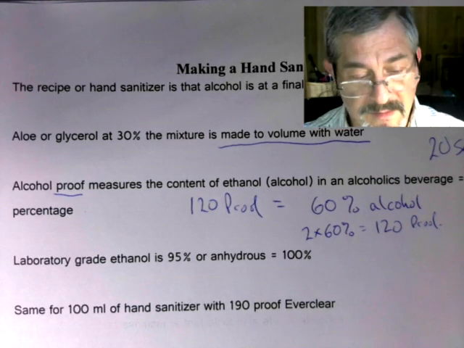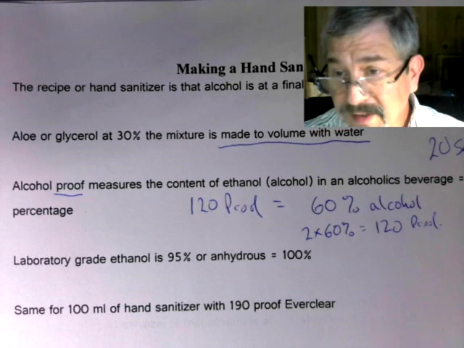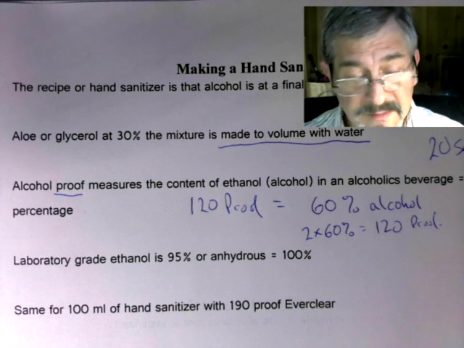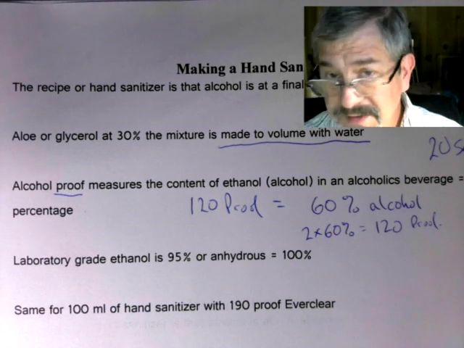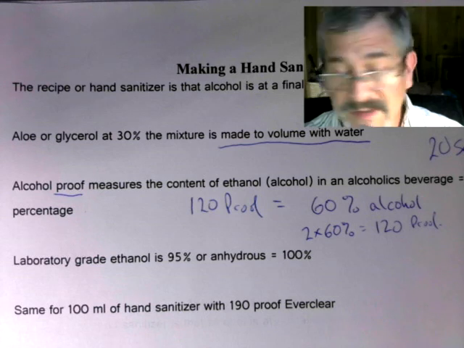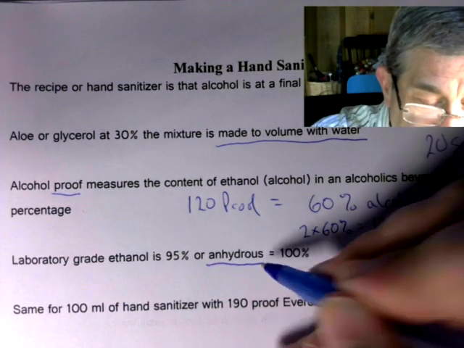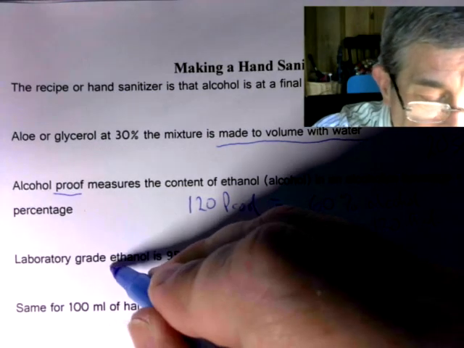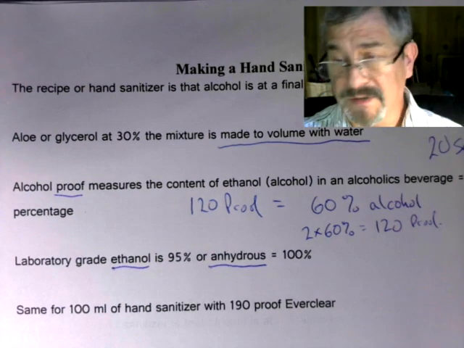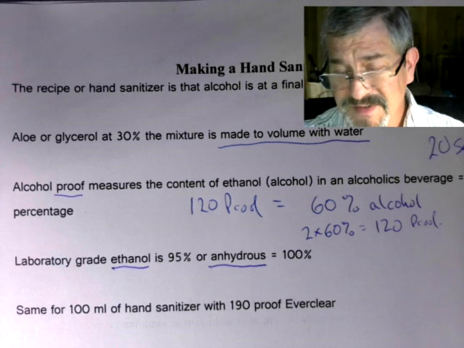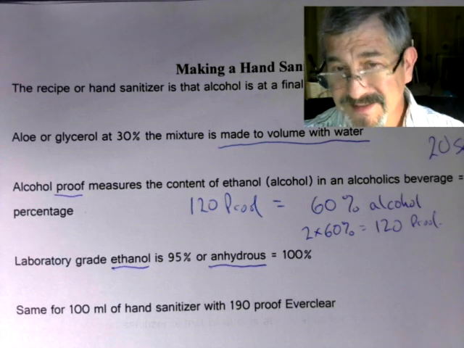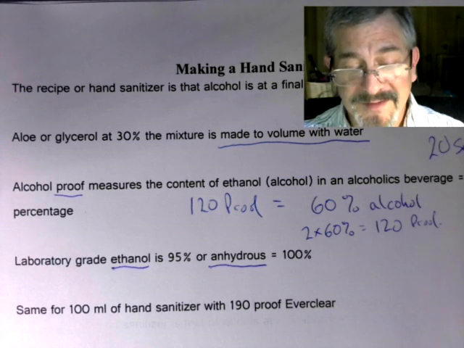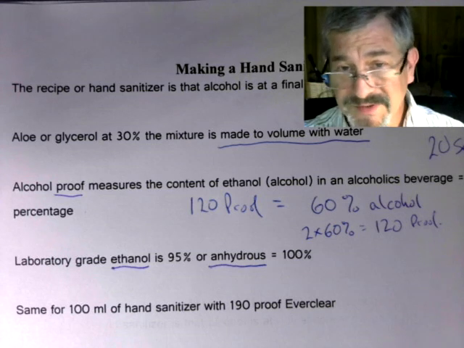Okay? Now, laboratory grade ethanol, if you can buy that, is usually at 95%, or there's something called anhydrous alcohol, usually referred to as ethanol, which is actually at 100%, but they make it 100% using something called benzene. Anhydrous alcohol should not be consumed.